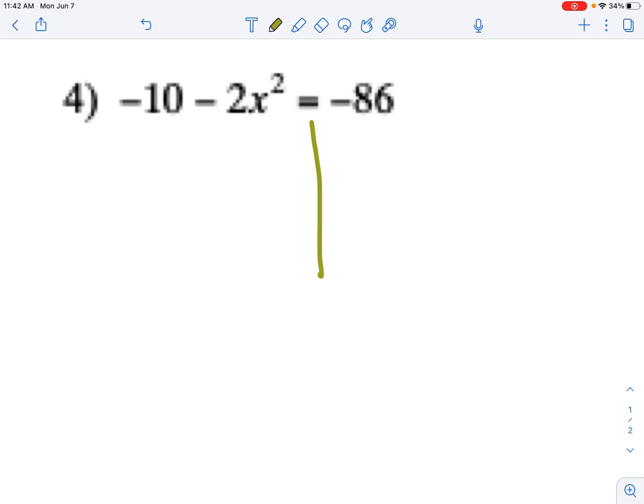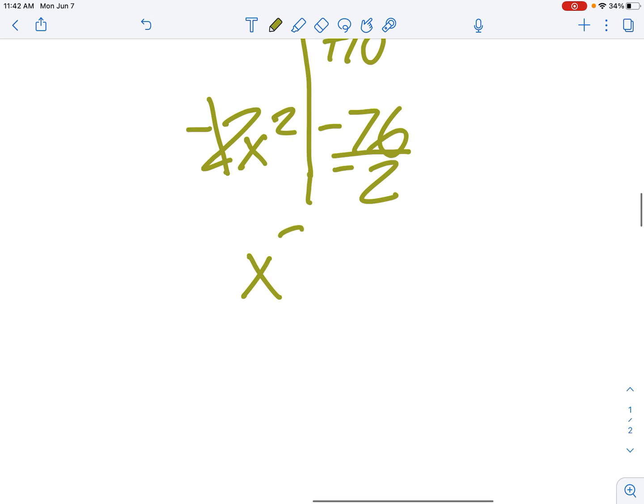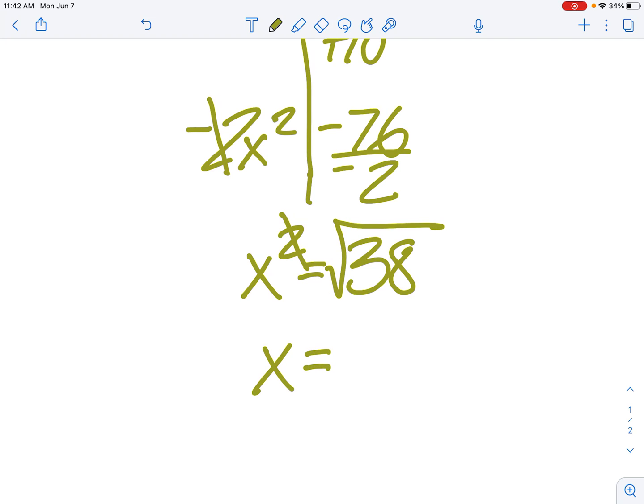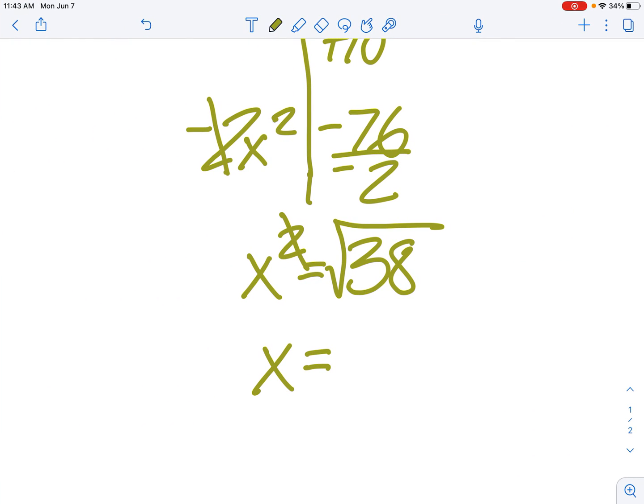So we want to get the square by itself. The opposite of minus 10 is plus 10. I got negative 2x squared. Negative 86 plus 10 is negative 76. The opposite of multiplying by negative 2 is dividing by negative 2. So I'm left with x squared is equal to positive 38. The opposite of squaring is square rooting. So x is equal to the square root of 38. Square root of 38 is equal to 6.16. The 6 pushes the 1 to a 2. So we're left with 6.2.